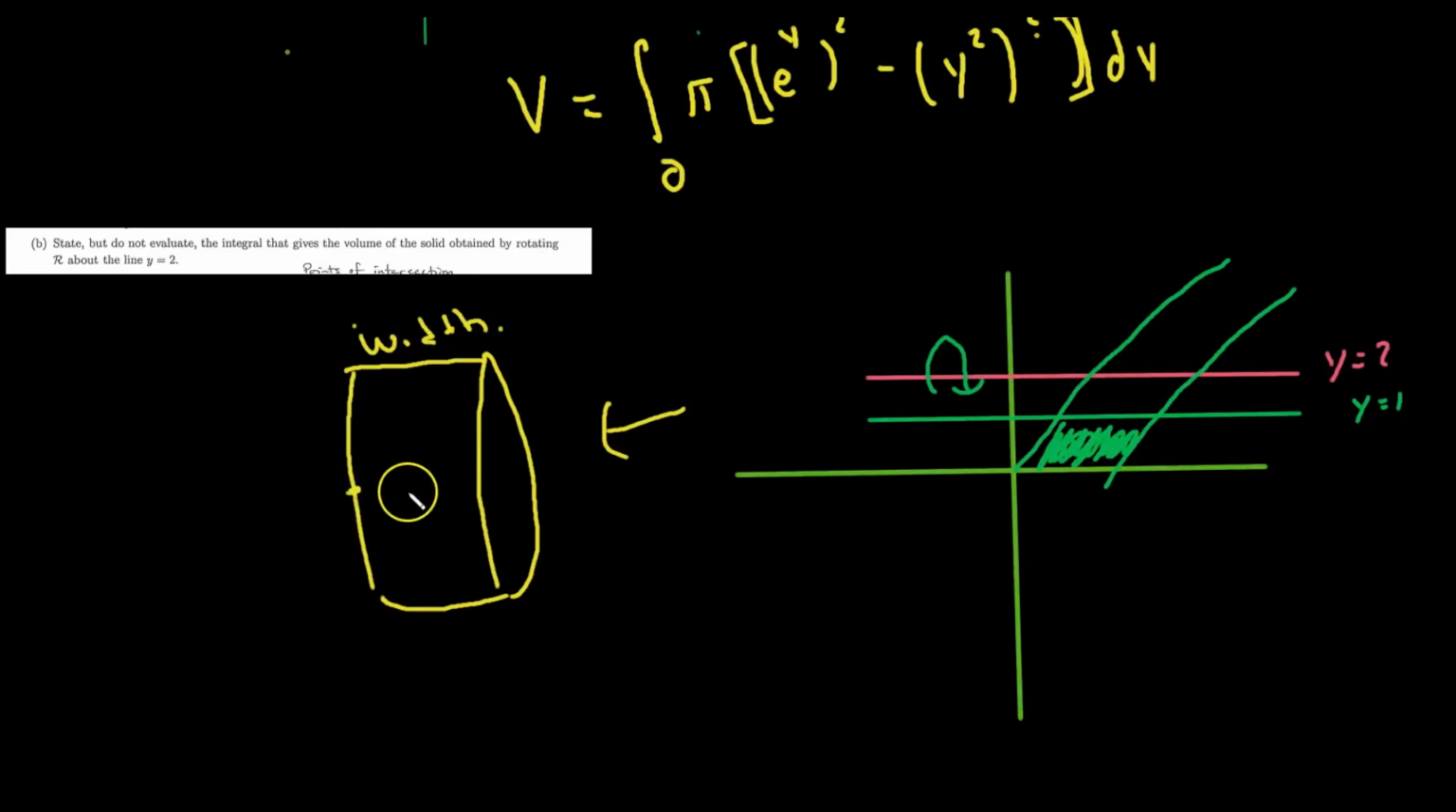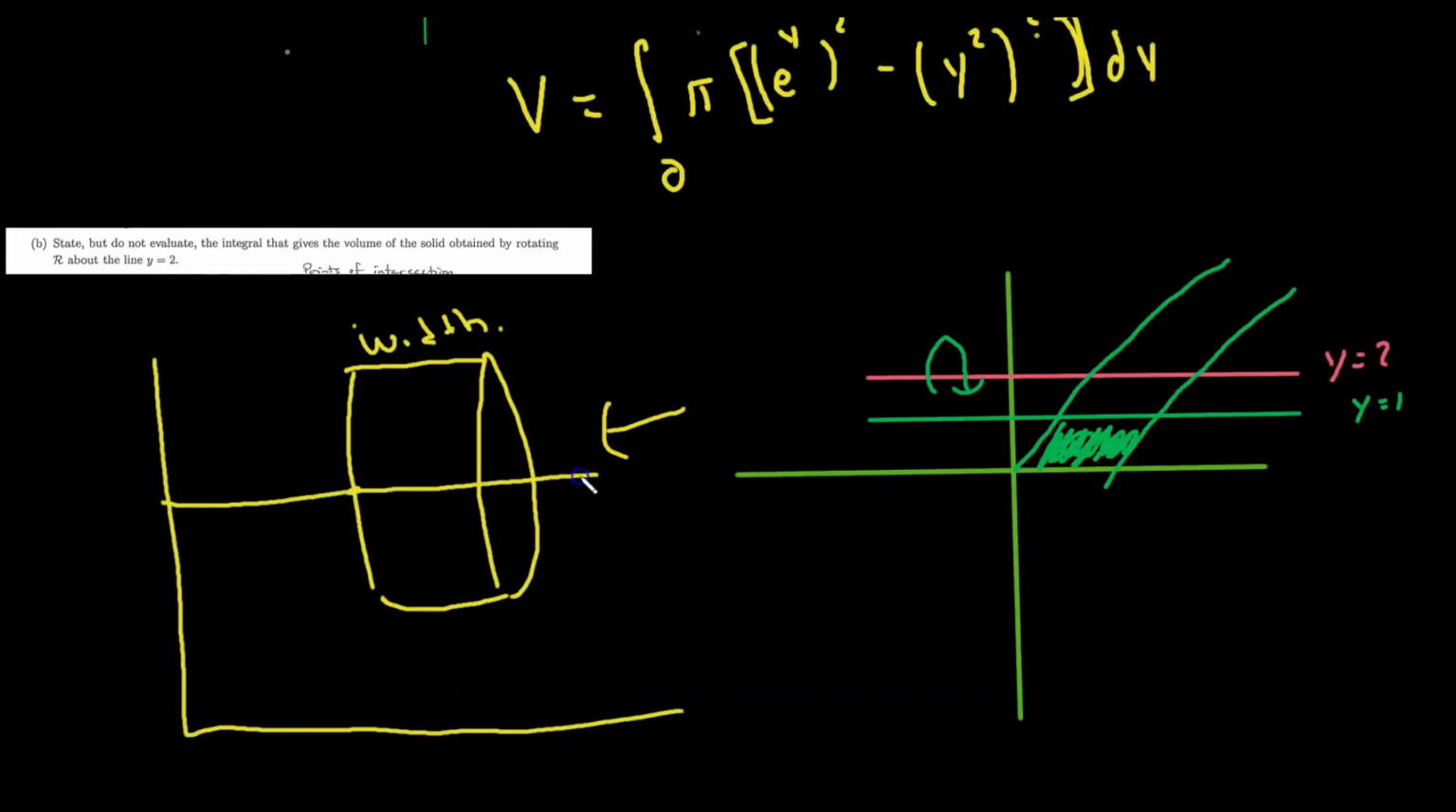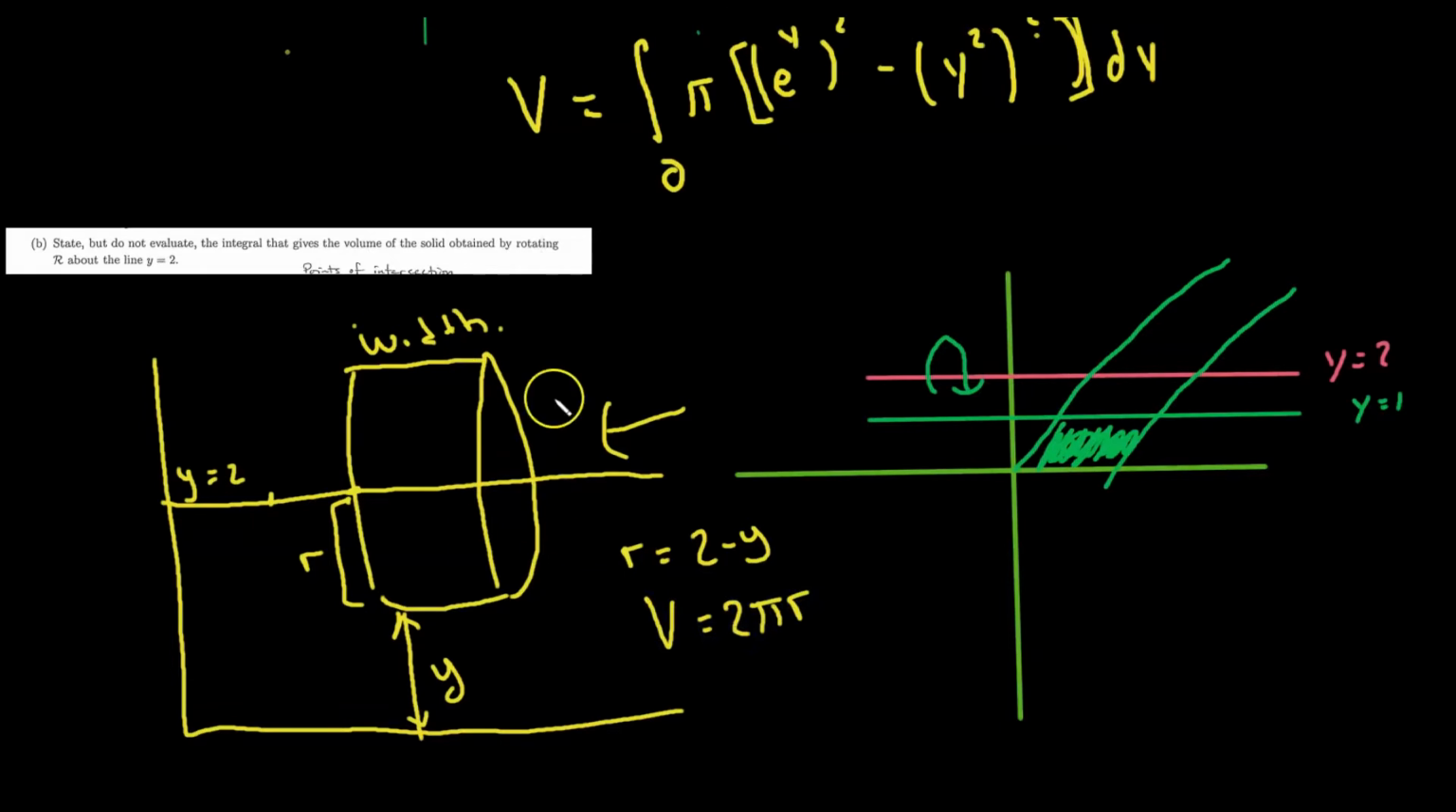If I draw this on the plot that we had, this is the line y equals 2, and it's rotated about y equals 2. We can find the radius r. It would be the distance from here to the x-axis minus some distance y, which we don't know. So r would be 2 minus y. And the volume of an object like this would be 2 pi r, the circumference of the top circle, times the height, and the height would be the width, in this case.